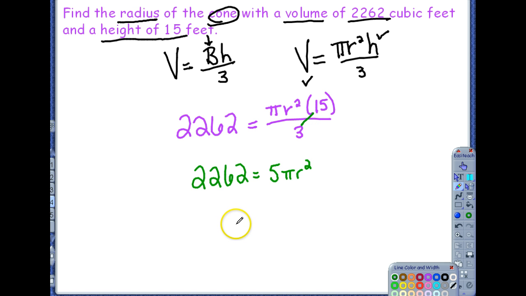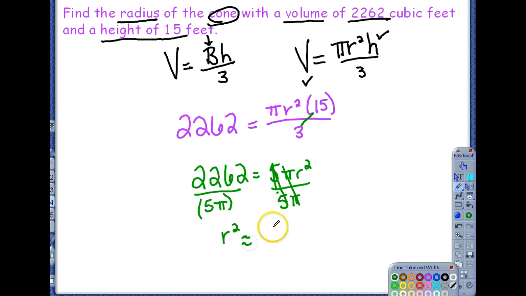Absolutely. Okay. And then I'm going to go ahead and divide by 5 pi. Now, what are you going to remember, guys? Hopefully we remember our parentheses. Yep, around that 5 pi. And then you're going to have r squared equals, let me type it in to double check myself here.